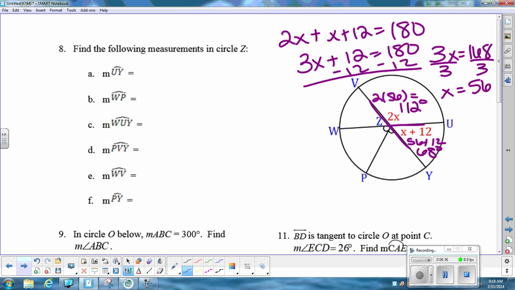And we're going to use those to figure out our arc measures. UY. Well, we know this angle is 68 degrees, so UY is 68 degrees. With WP, this right here. Okay, so let's look. We know that this angle and this angle are congruent to each other. It's vertical from the 112 degrees, so both of these angles would be 112 divided by 2. So these are both 56 degrees.